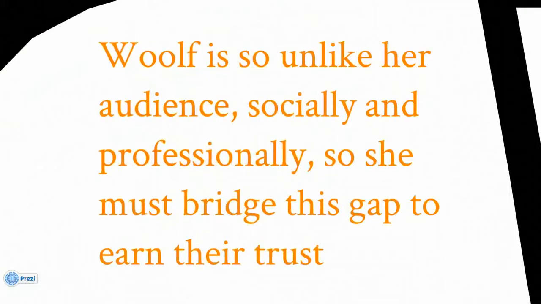Finally, since Woolf is so unlike her audience, both socially and professionally, and she admits that up front, she must bridge this gap in order to earn their trust. So she must do a heavy bit of ethos appeals just to get her audience on her side, since she is so completely unlike them. So let's actually start with this particular rhetorical goal, her bridging that gap through ethos.